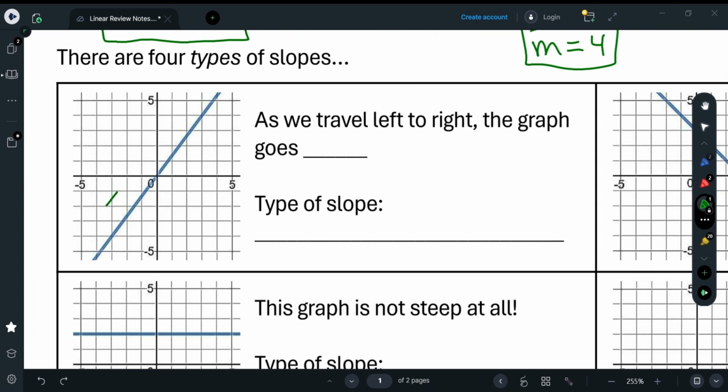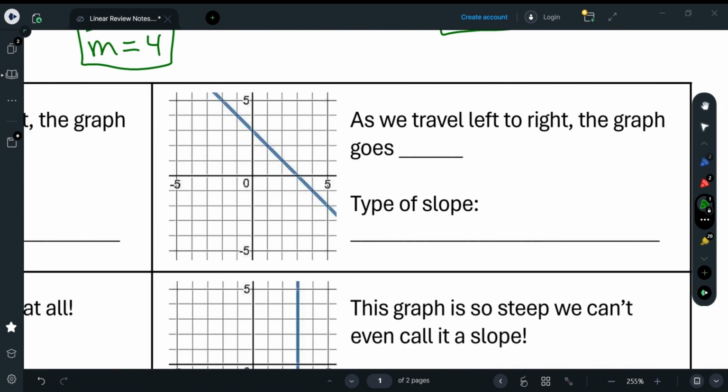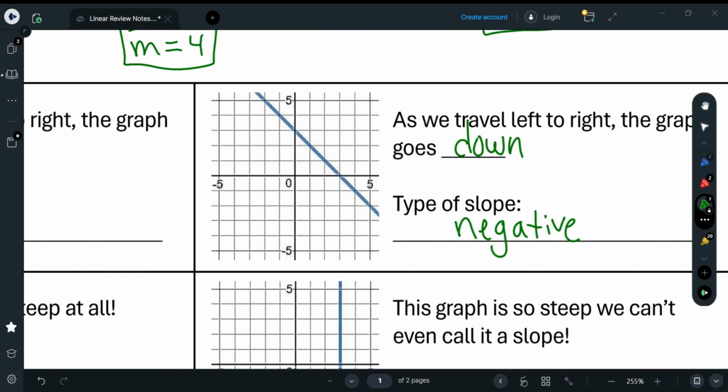As we go from left to right, this graph clearly goes up. And any line that goes up has a positive slope. So we're going to put here positive. All right. And then now this graph going from the left to the right, it's clearly going down. A graph that goes down has negative slope. That means if we calculate the slope, it's going to be some number that's going to be a negative number.